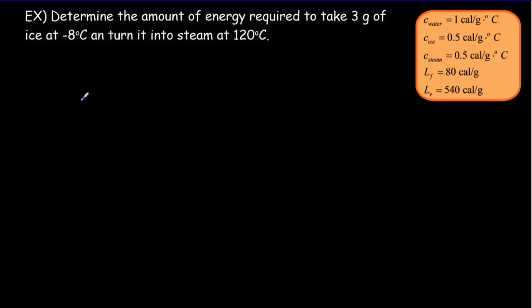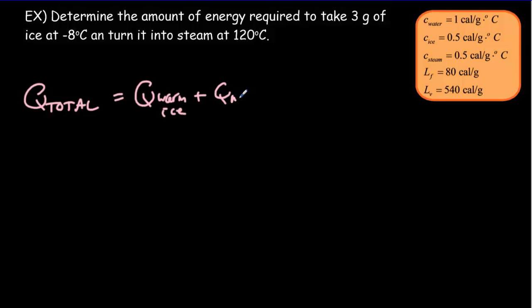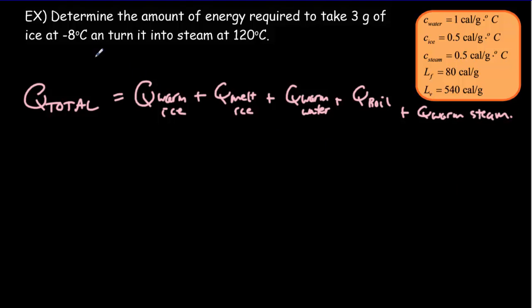So the way we'd normally do this problem is we're looking for Q total. And we're going to have to sum up the heat needed to warm the ice, plus the heat needed to melt the ice, plus the heat needed to warm that melted ice, plus the heat needed to boil, and plus the heat needed to warm the steam.